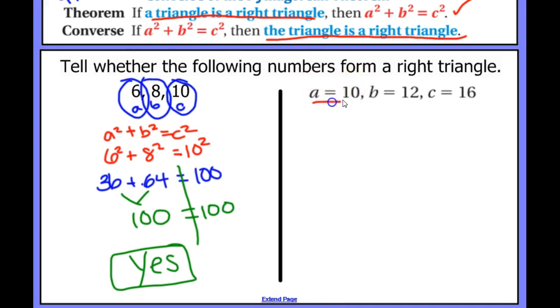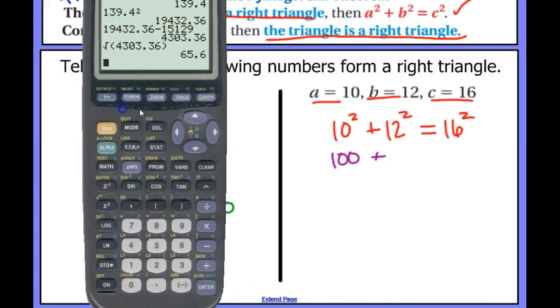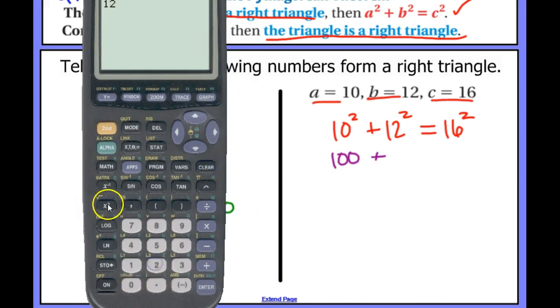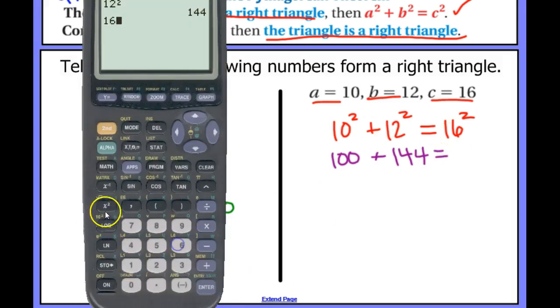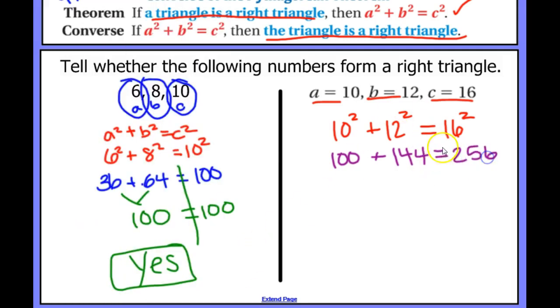Let's try another one, same thing. Here's A, B, and C. They already have them there for you, so we're going to do A squared, or 10 squared, plus B squared, which is 12 squared, equal to C squared, which is 16 squared. Hopefully you know this first one. 10 times 10 is 100. If you don't know 12 times 12, that's okay. You can use your calculator, or 12 squared here gives you 144. And then 16 to the power of 2 gives you 256.